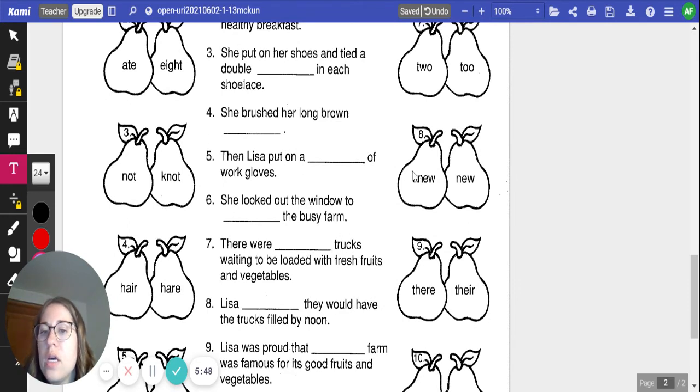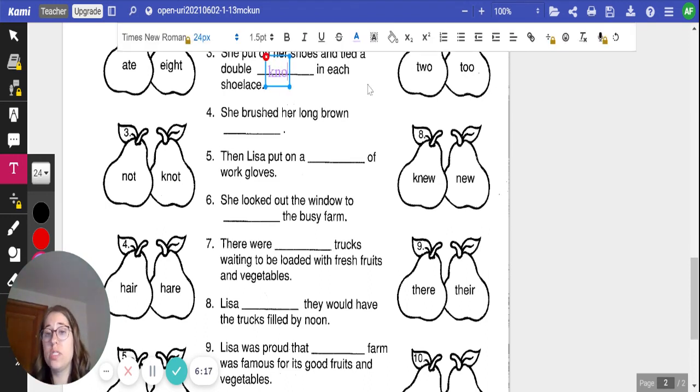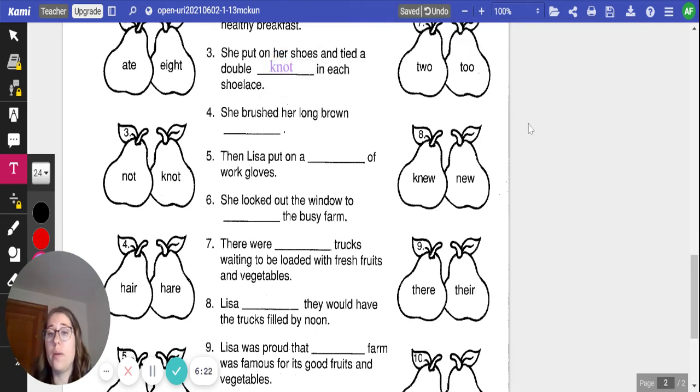And number 3, she put on her shoes and tied a double blank in each shoelace. In our pairs, we have not, spelled N-O-T, and we have knot, spelled K-N-O-T. The one on the left, N-O-T, means unable, like you were not allowed to go somewhere, you were unable to go somewhere. The one on the right means a knot that you would tie. So let's think, if she's tying a double blank, then she's probably tying a double knot, K-N-O-T. So we can always use the sentence to help us figure out what our homophone means.